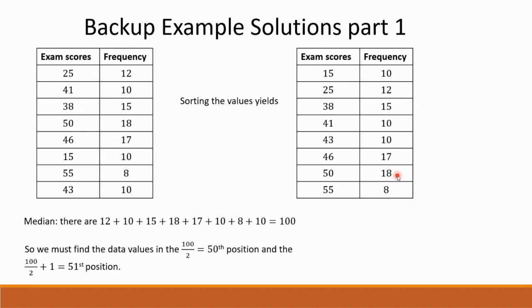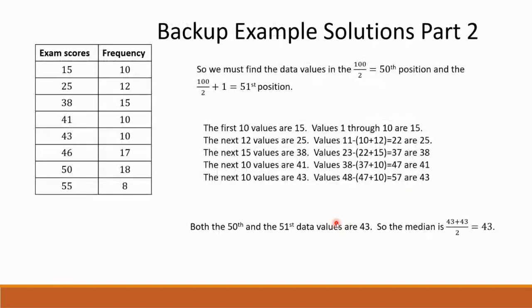Okay, so what does that mean? Well, to get the median, we need the data value in the 50th position, 100 over 2, and 100 over 2 plus 1, the 51st position. That's what we need, the data values in the 50th and the 51st position. So let's approach it like before. Theoretically, you could list all the data values if you really wanted to, but I don't want to do that. So let's do it this way.